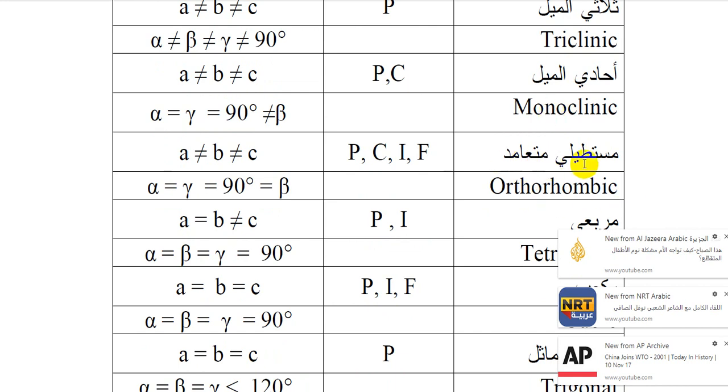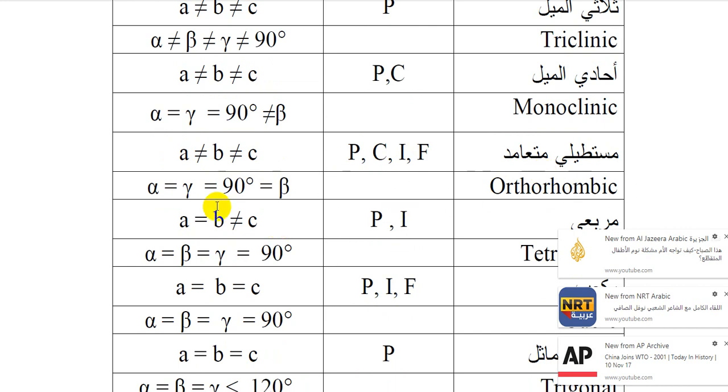Orthorhombic. The Bravais lattices are as follows: P, C, I, F. A does not equal B, and does not equal C.